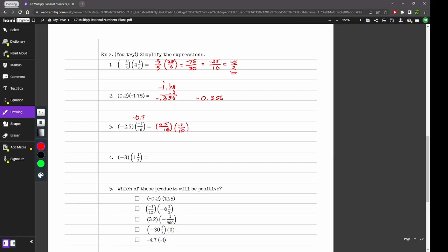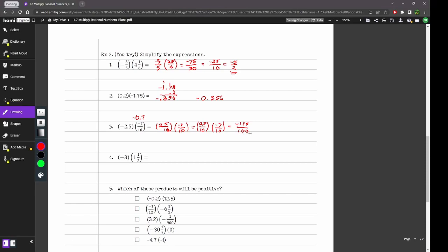Well, again, we can't have this whole number here. We need to turn that into 2 times 10 plus the 5, so we end up with 25/10. And we're going to multiply by negative 7/10. Multiply across. 25 times negative 7 would be negative 175. 10 times 10 is 100.